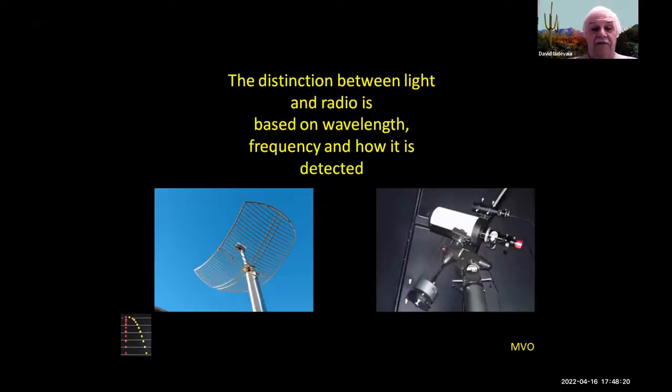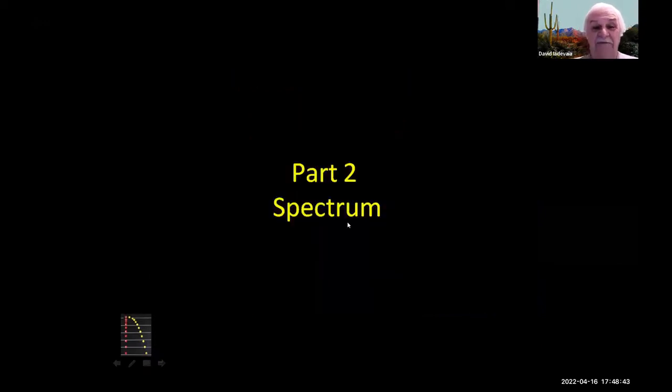So the distinction between light and radio is based on wavelength. On the left, you see, I actually use this as a 1.4 gigahertz radio telescope. So I'm not that far removed from what's going on here. And this also is a radio telescope if you look at really high frequency. So the spectrum.